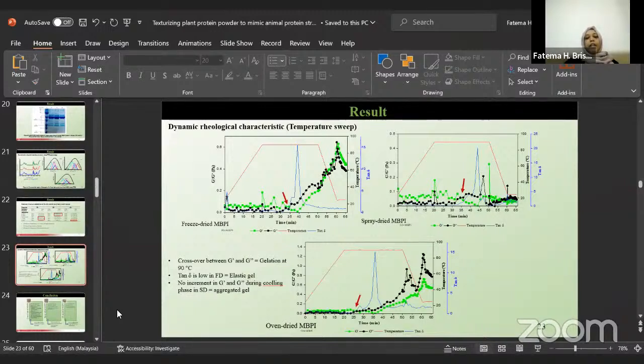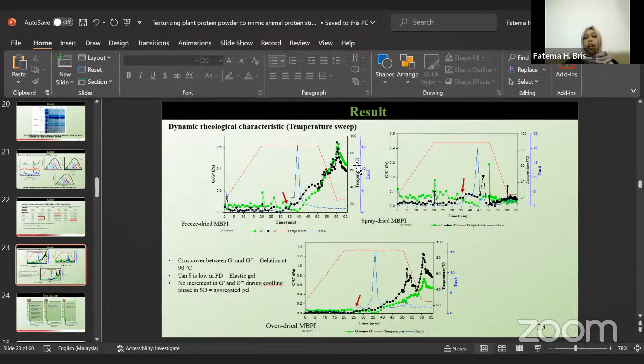And this is a dynamic rheological study, the temperature sweep. What we do is that we apply some temperature, and along with the temperature, we wait for 90 minutes to see whether it can form an elastic gel or not, which is very, very important because meat has that gel structure in it. When you bite it, you feel that sensation coming from gel-based characteristics. So if our sample cannot form a proper gel, most likely it will not be suitable to produce animal-based meat protein.